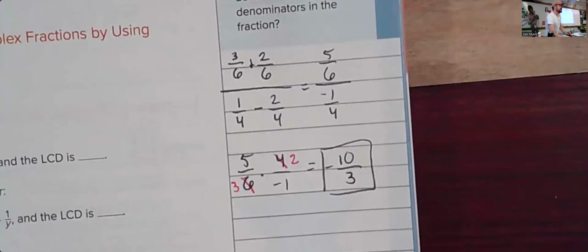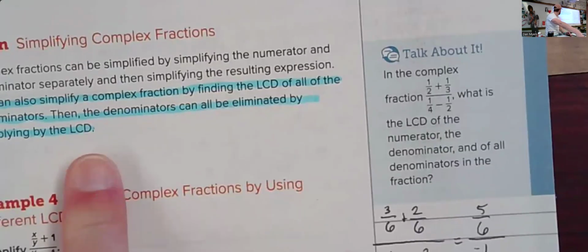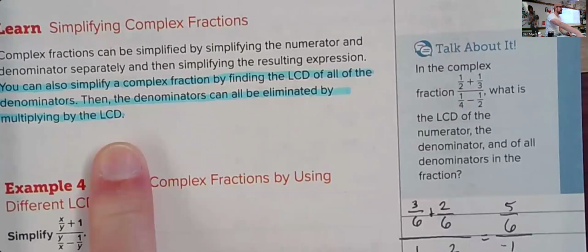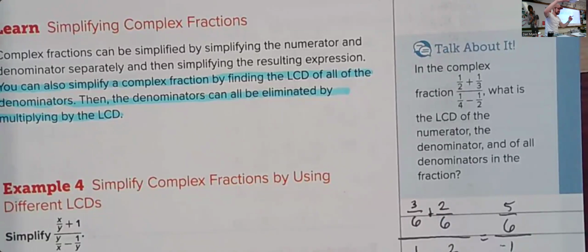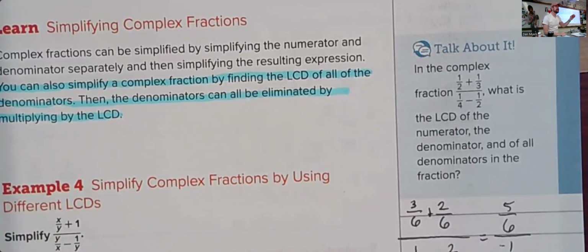Now that's the long way. That would be simplifying the numerator and the denominator separately. If we use this second method that I highlighted in blue here, figure out the least common denominator of all the denominators, both on the numerator and the denominator. So least common denominator of the numerator and least common denominator of the denominator. And then multiply every single fraction by that number, not numerator and denominator by that number, just by that number.